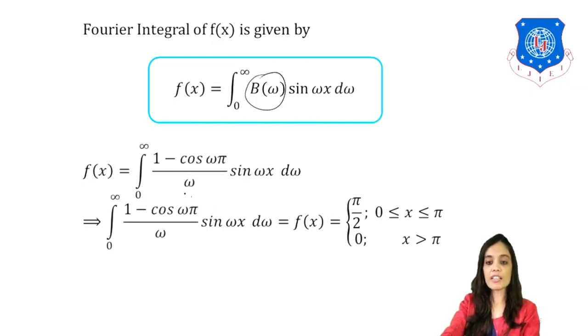Done. So the final answer we have derived is the integration 0 to infinity of (1 minus cos omega pi) upon omega sin omega x d omega is equal to what? f(x), and this is equal to pi by 2 in 0 to pi and 0 when x is greater than pi.